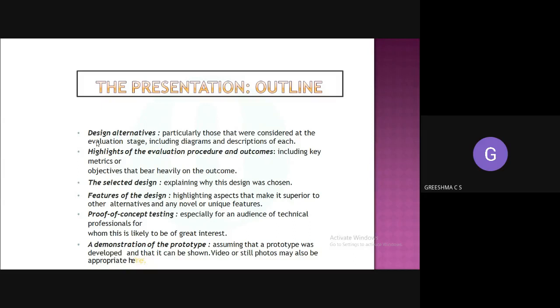Selected design: explain why this design was chosen. You will have different designs. For the washing machine, imagine I have developed around 8 models. Out of the 8 models, I have selected the last one, the 8th one. Why have I selected this? What is the advantage of this washing machine over the other washing machines? The correct reason for selecting the last washing machine, the reason for selecting a particular design and why.